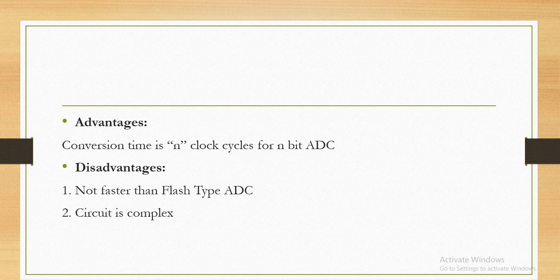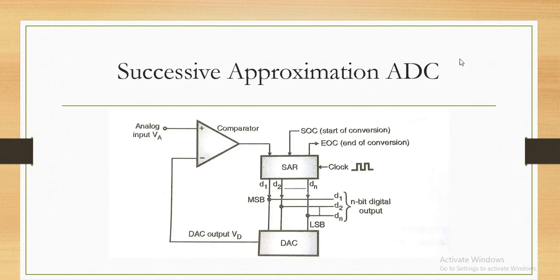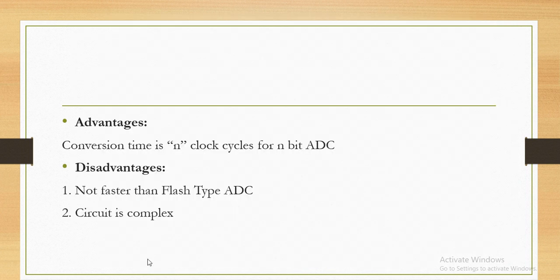Why complex? Because previously we have seen that ADC requires DAC for the conversion. Along with that, it requires SAR, comparator, then this clock signal, then this start of conversion, end of conversion signal generation circuitry. So even if it is looking like a simple diagram, internally it is complex. So that's why we can say that the circuit is complex. So this is all about this successive approximation type of analog to digital converter.